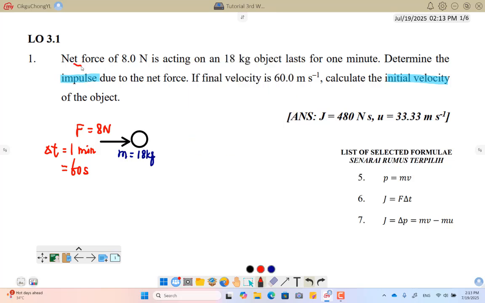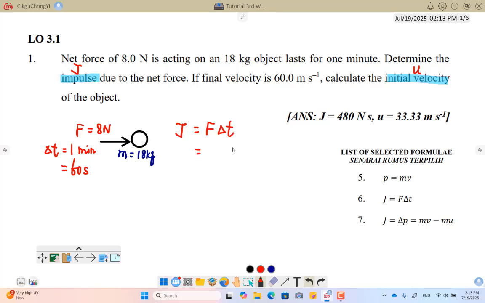So impulse we can represent by the symbol J. The initial velocity we can always represent by the symbol u. So if we refer to the list of selected formulas and also the concept we learned in topic 3, we can relate the impulse with the force acting and also the time interval. So we have equation 6, impulse is F delta t. So we have impulse equal to F delta t.